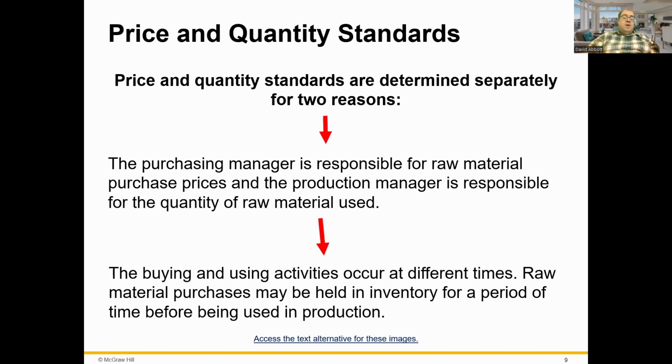Price and quantity standards are determined separately because price and quantity variances usually have different causes. In addition, different managers are usually responsible for buying and for using inputs. For example, the purchasing manager is responsible for raw material purchase prices, and the production manager is responsible for the quantity of raw materials that are used. The buying and using activities occur at different points in time. For example, raw material purchases may be held in inventory for a period of time before being used in production.